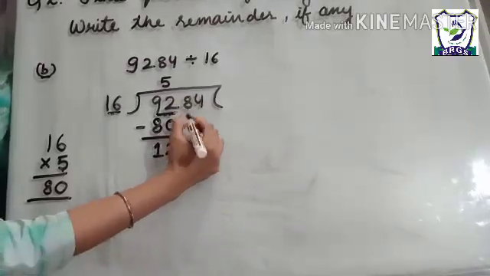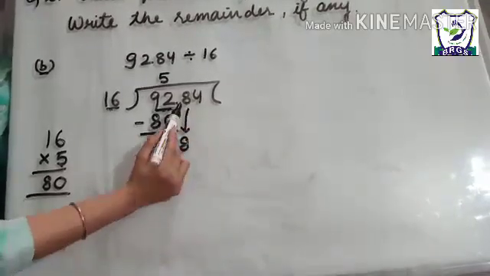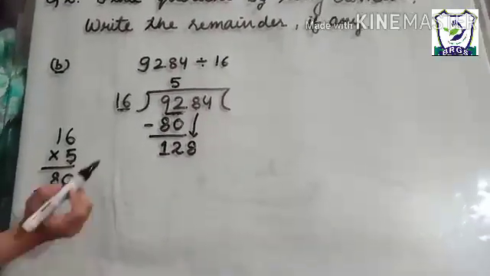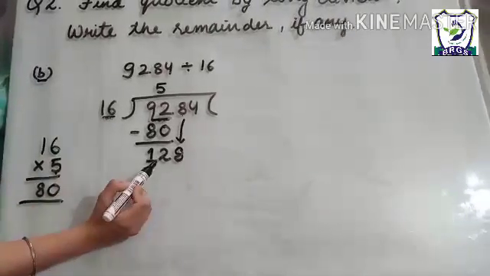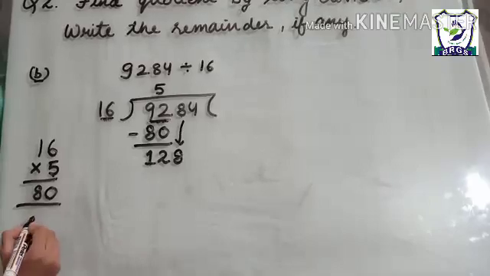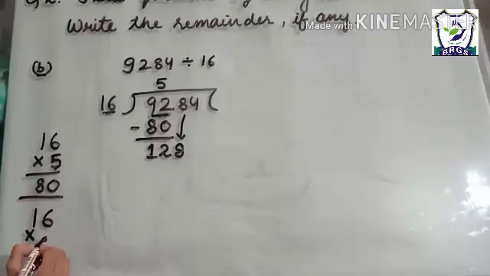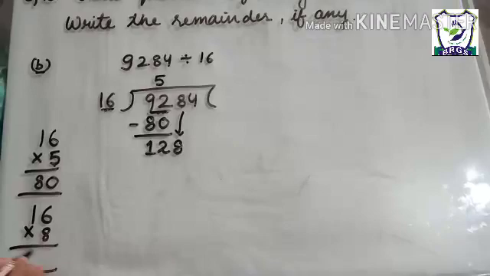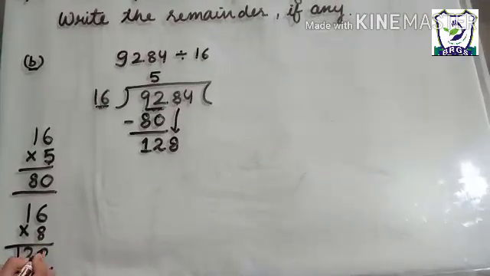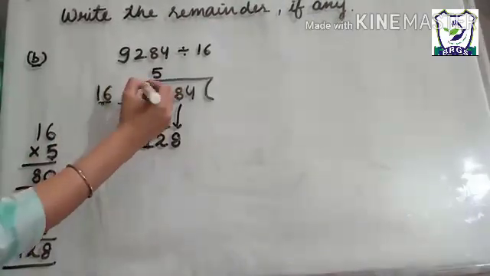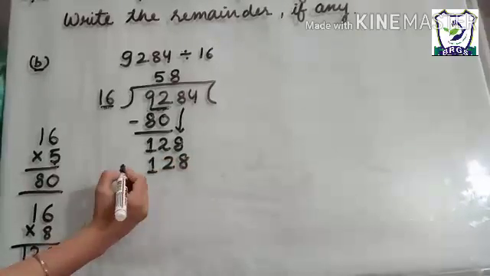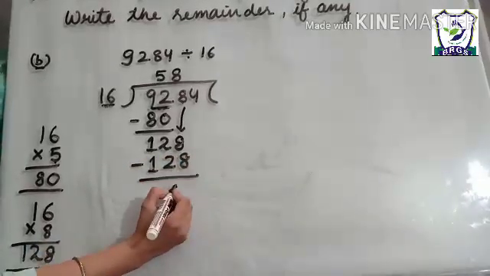So we will bring down here 8. Okay students, we bring here 8. So 128. Now you have to check how many times 16 goes in 128. Okay students, if you will multiply 16 into 8, what you will observe? You will observe that it goes exactly, that is 128. So 16 into 8, it will be 128. On subtracting this, you will get 0.